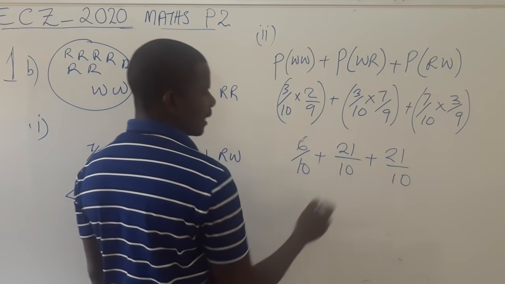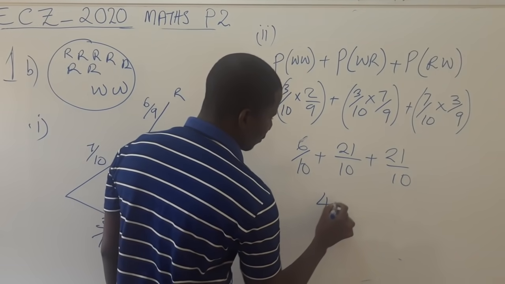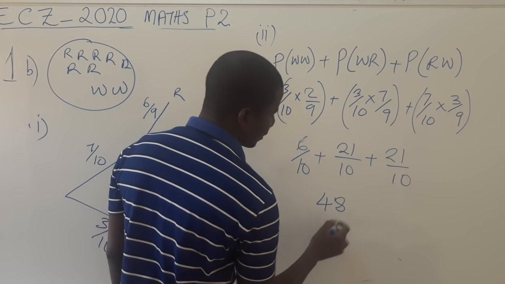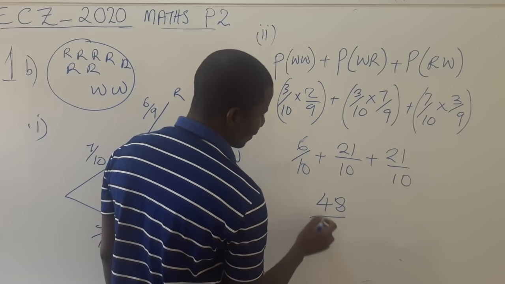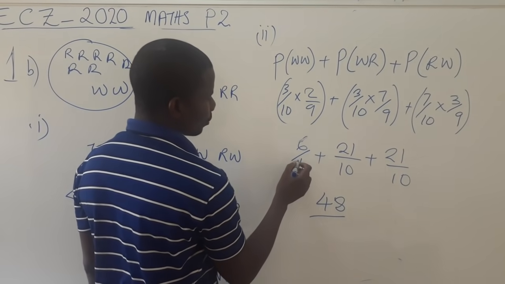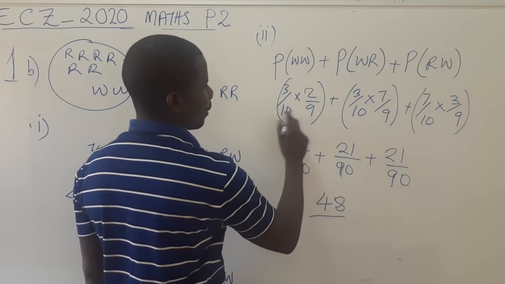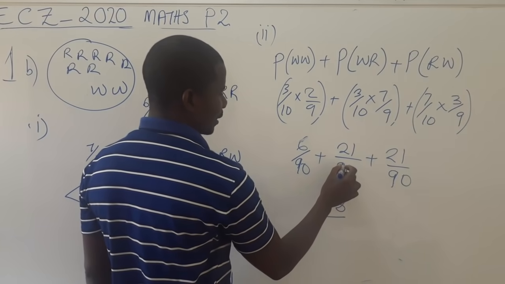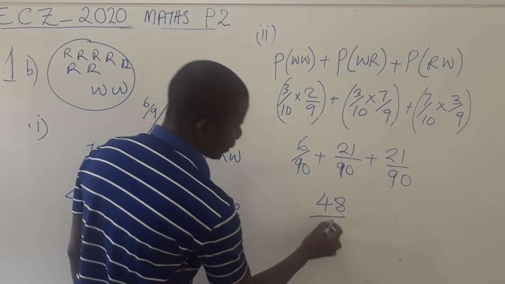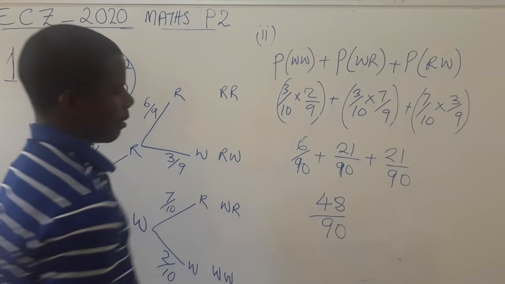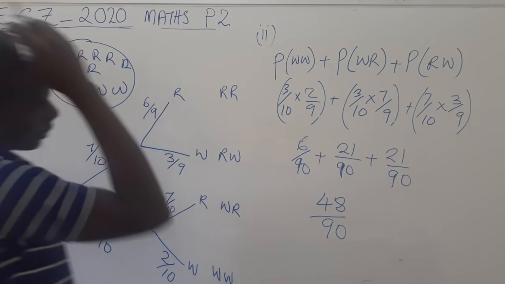Then when you simplify this, what are you going to get? You're going to get 48 over, excuse me, this is going to be 90 here. When you are multiplying these throughout, you get 90. Alright? This is what we're going to get.